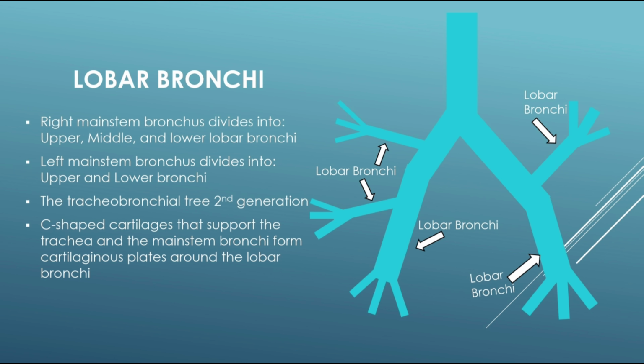Alright, so coming off of the mainstem bronchi are the lobar bronchi. The right mainstem bronchus divides into the middle, upper, and lower lobar bronchi, and the left mainstem divides into the upper and lower lobar bronchi. And this is the tracheobronchial tree's second generation. The C-shaped cartilages that supported the trachea and the mainstem bronchi now form cartilaginous plates around the lobar bronchi.